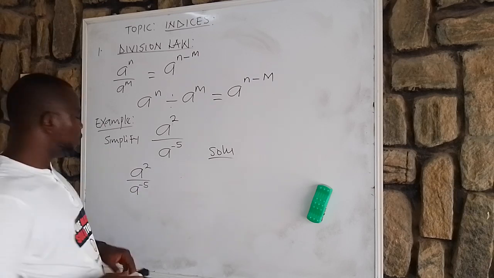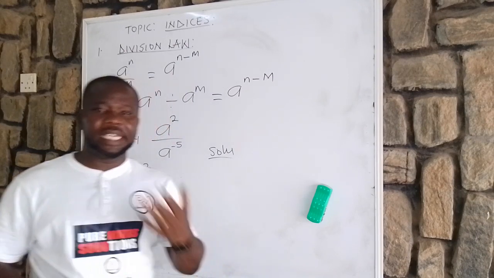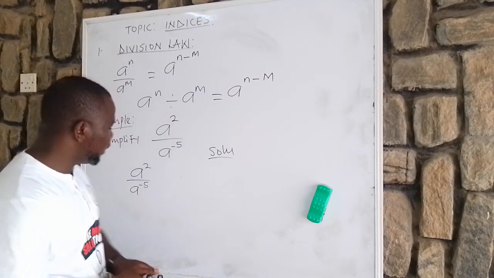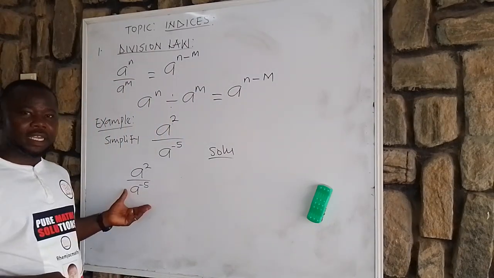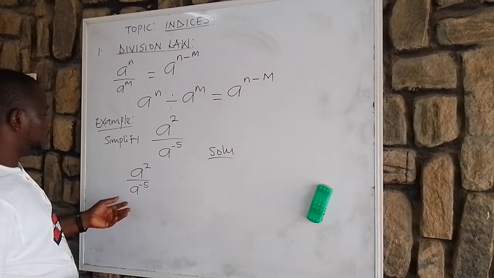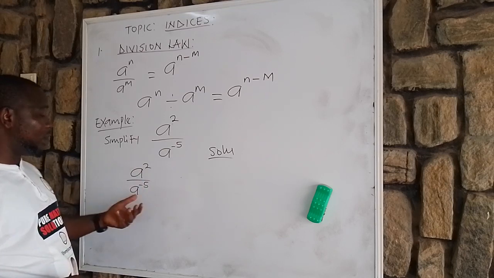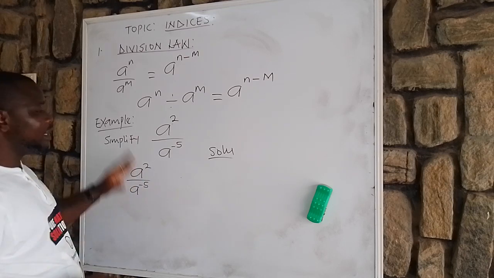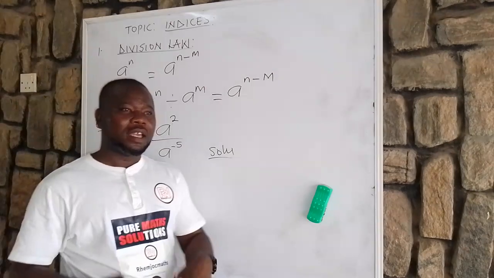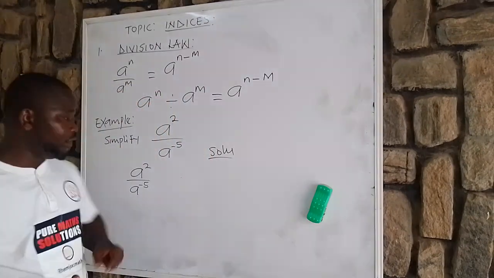If I were you, think that this question is coming from where? Indices. True or false? Yes. This is from indices. Why? How? Because indices is of this form. Then, since it is coming from indices, which of the laws are you going to apply? Is it multiplication or division law?